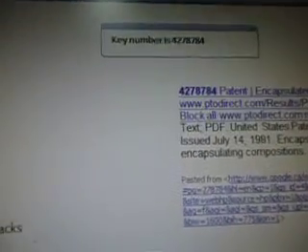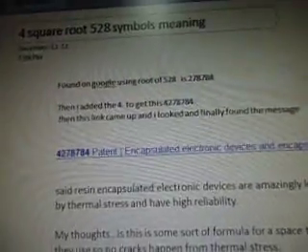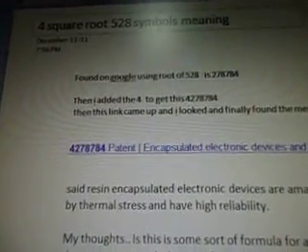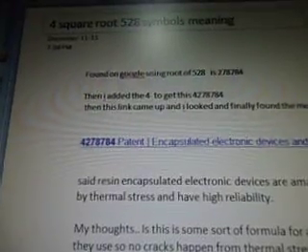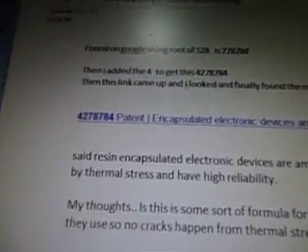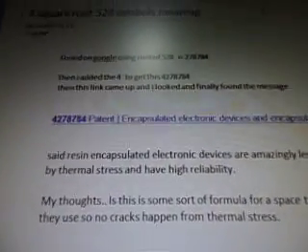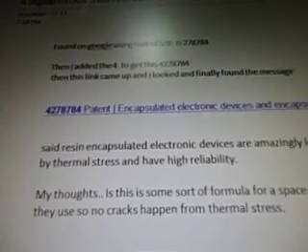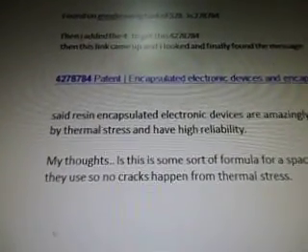My key number for this is 4278784. I found it on Google using the root of 528 is 278784. Then I added the 4 to it so I could get the 4278774. So I Googled that number and this link came up and I looked, finally found the message. It's a patent number. Encapsulated electronic devices and encapsulating. I had no idea what it meant, so it said resin encapsulated electronic devices are majorly lessened in formations of cracks by thermal stress and have high reliability.